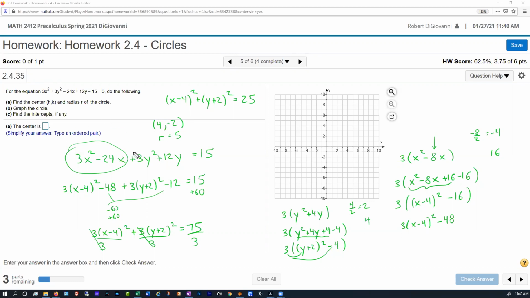Okay, I will let you do the rest. I think the intercepts should be interesting, but that should get you through that problem. All right, next one.